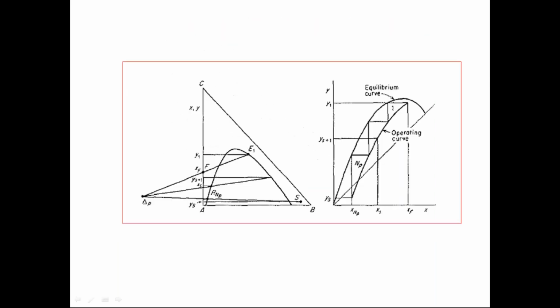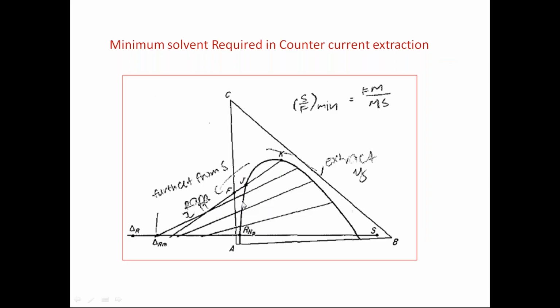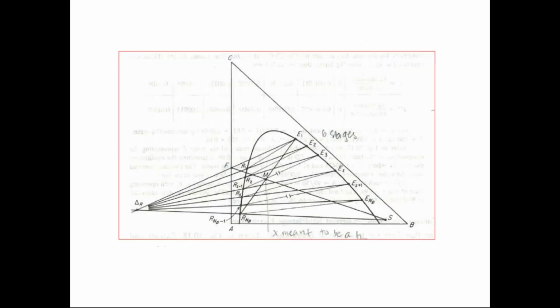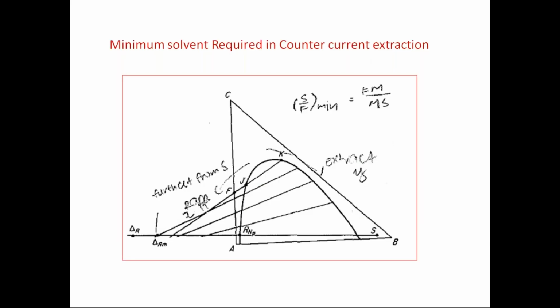If you draw this diagram, delta R will come to this side. Why is it coming to this side? Because this is the extract phase and this is the raffinate phase, and you have more values here, so it will come to this side. Okay, so this is how you will get the number of stages in counter current multi-stage extraction.